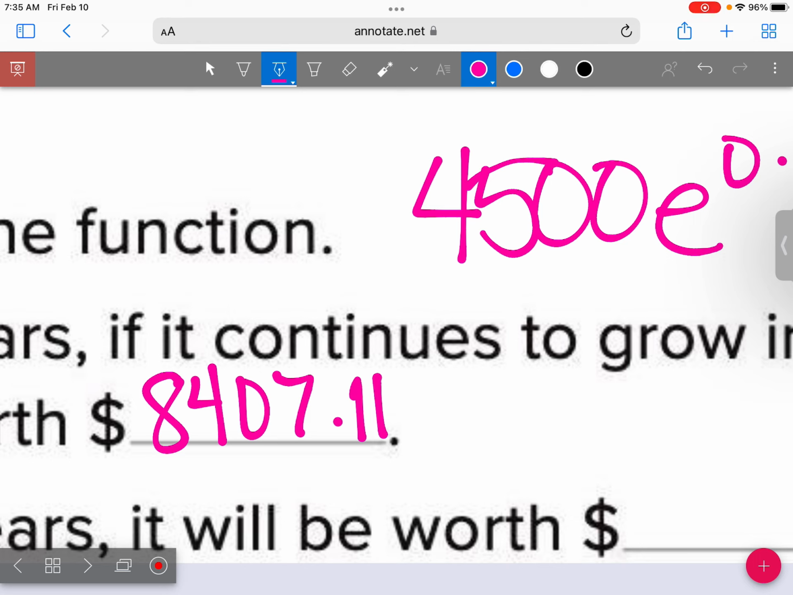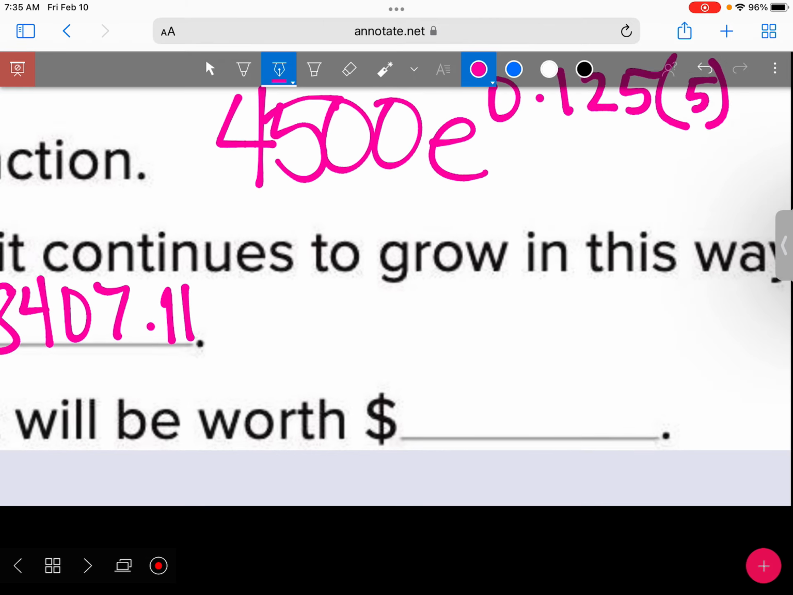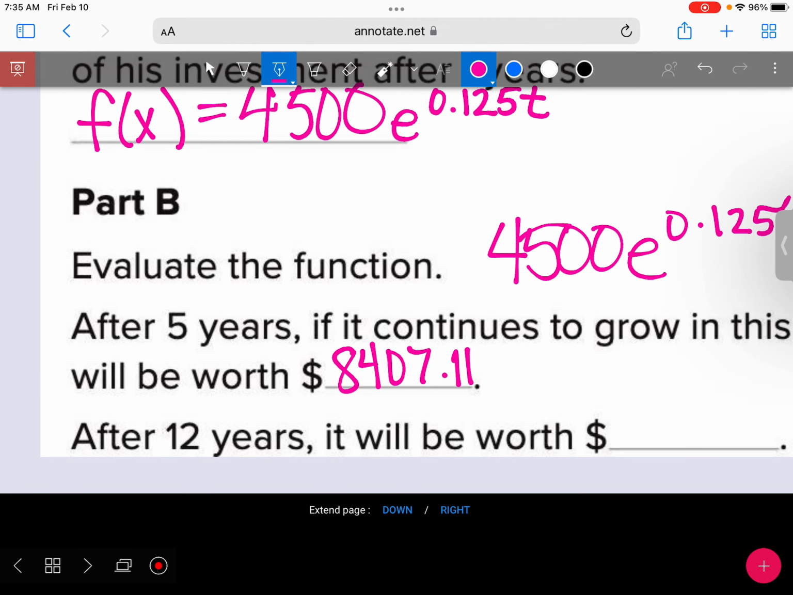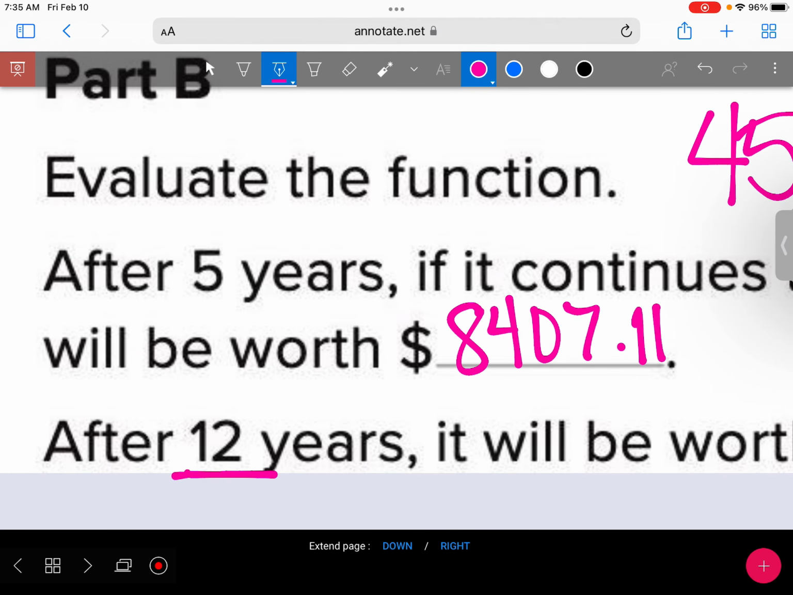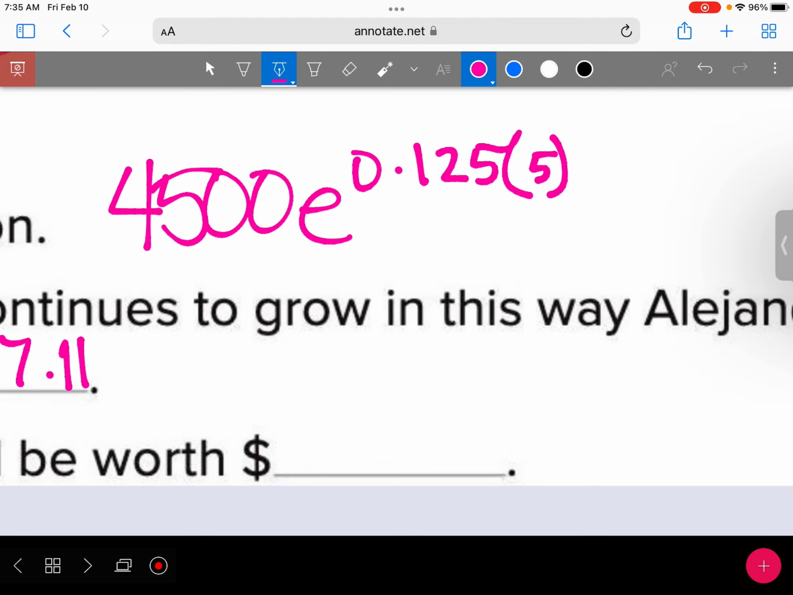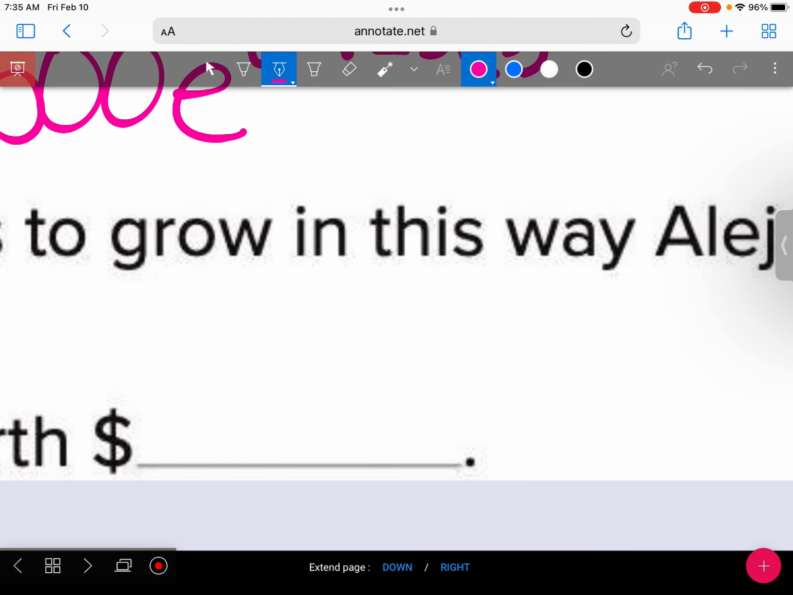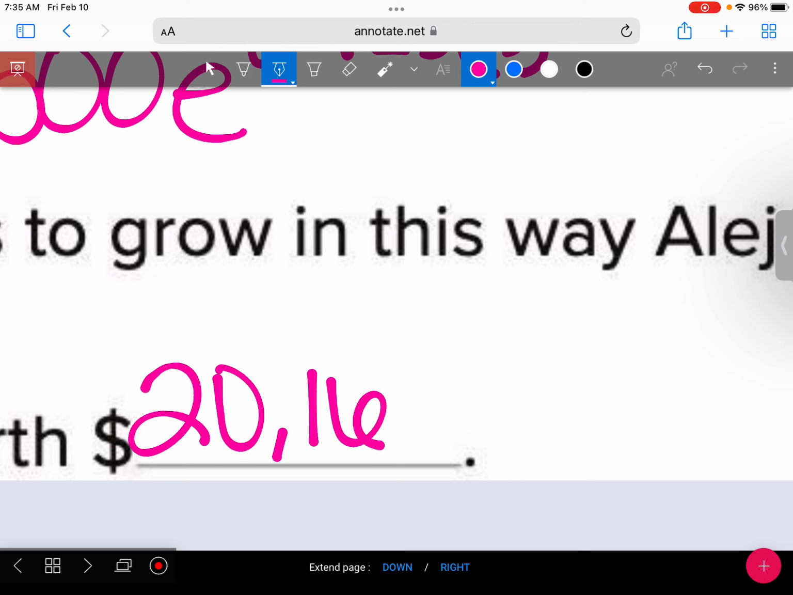Okay? Is this making sense? You're feeling okay about this? Everyone's remembering where the E button is on the calculator, correct? And then after 12 years, how much will it be worth? So where does 12 go in the equation? T. So what do you guys get for 12 years? 60 cents. Awesome. Yep.